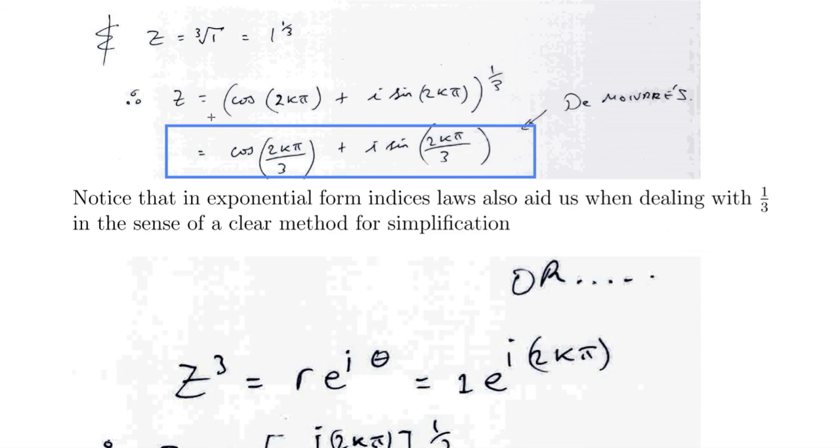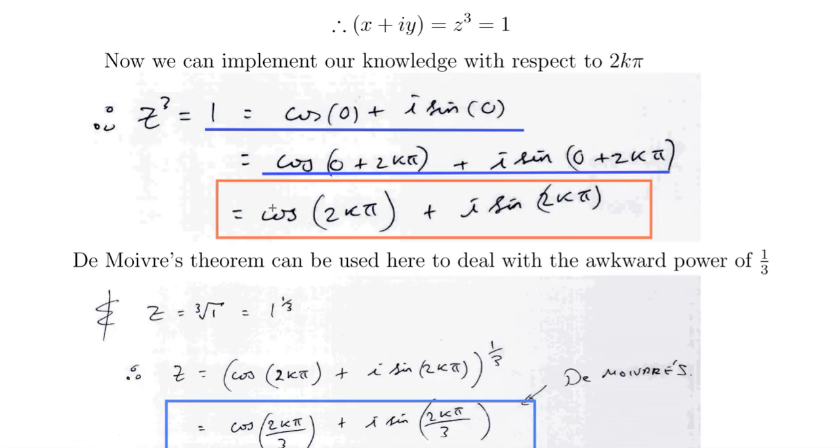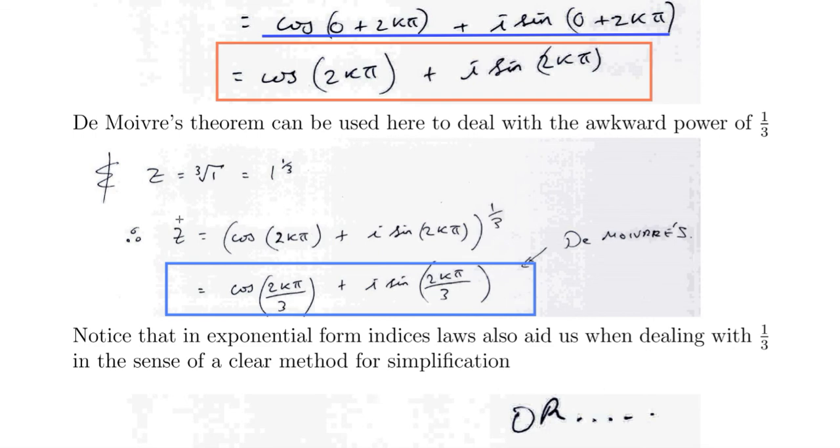For now, let's recap. We had cos 2k pi plus i sine 2k pi equaling 1. Let's not forget that concept, the idea that z cubed equals 1. All I've done then is I've said, since z cubed is equal to this, then z must be equal to this whole thing to the power 1/3. As that is the case, I can multiply 1/3 into the theta due to our brethren De Moivre's theorem.